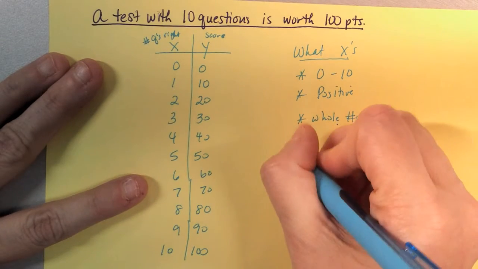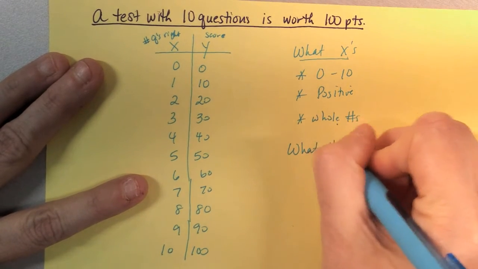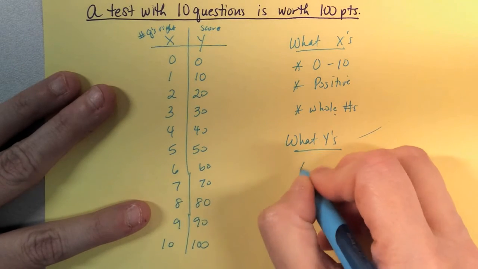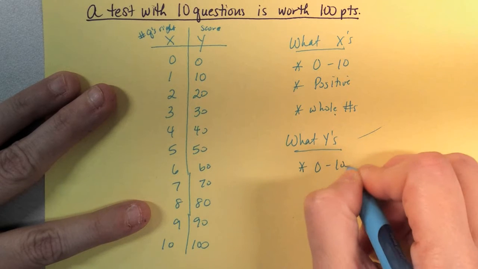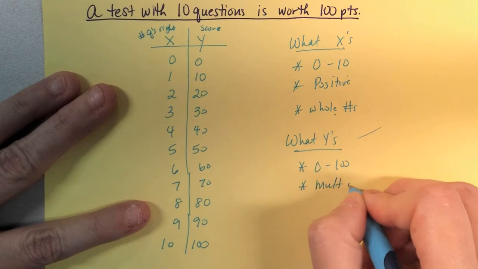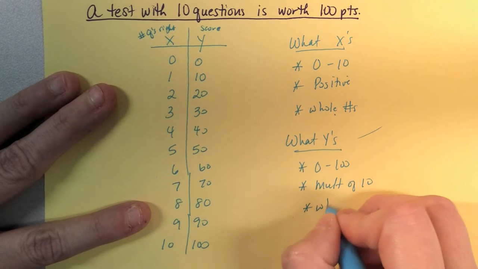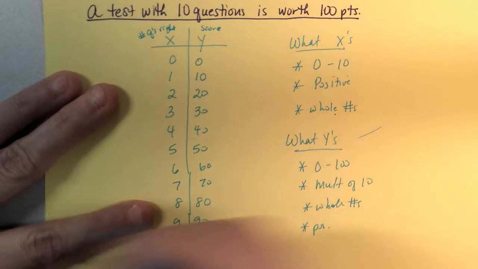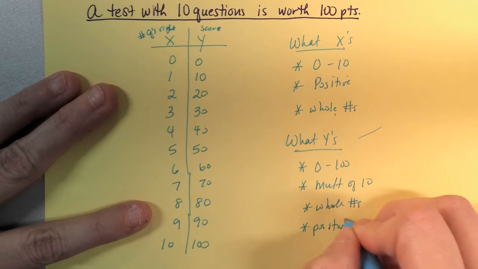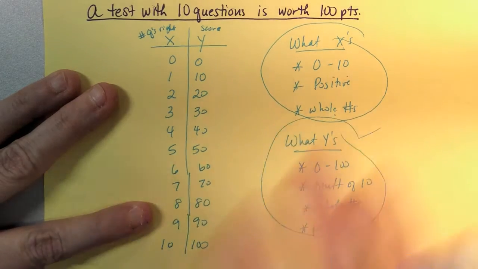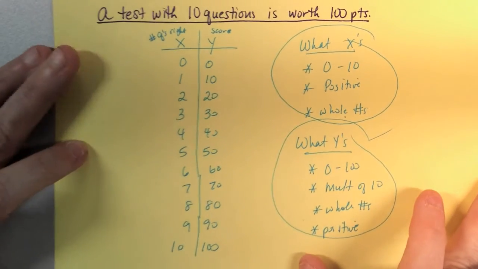Okay, what about my X's? I mean, my Y's, I'm sorry. What about my Y's? They can go from 0 to 100 this time. They have to be multiples of 10. They are still whole numbers, and they are still positive. Okay? So what we have essentially done here is we have defined the domain and range of this situation.